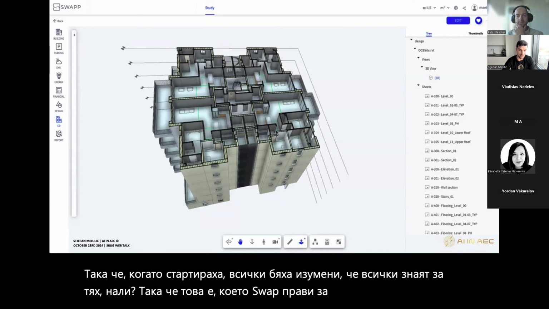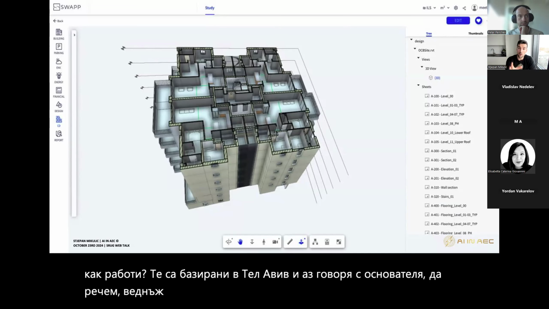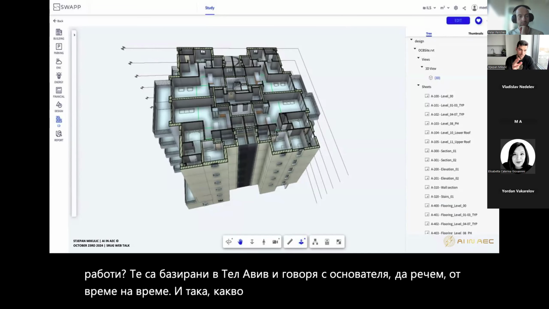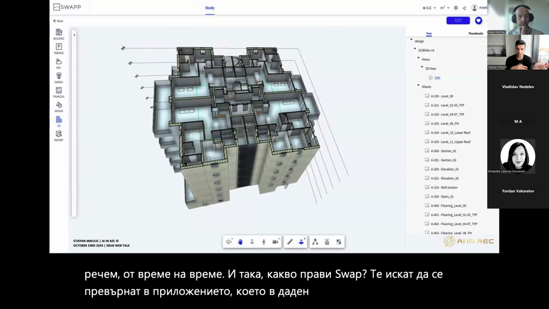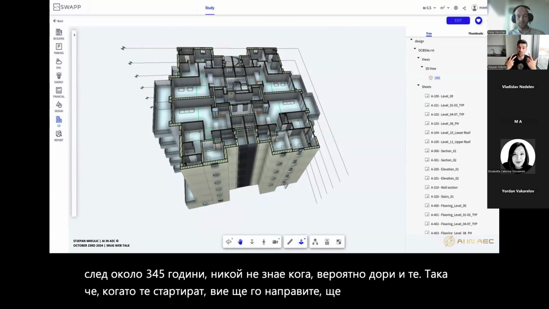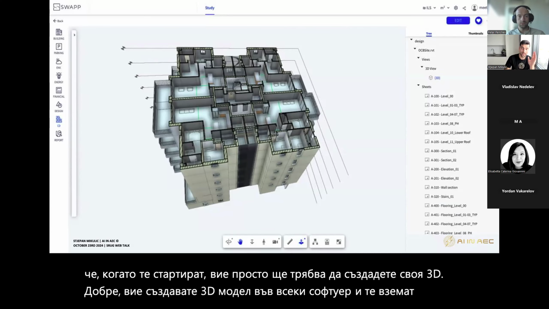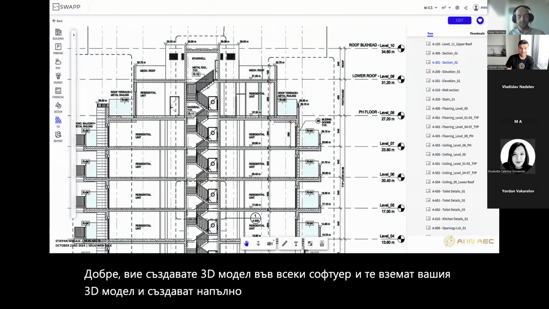So how does it work? They're based in Tel Aviv, and I speak with the founder once in a while. What does Swap do? They want to become the app that, when they launch in around 3, 4, 5 years, nobody knows when, probably not even them, you will just need to create your 3D model in any software, and they take your 3D model and create fully annotated 2D drawings, sections, plans, details, everything in around 30 to 40 minutes.